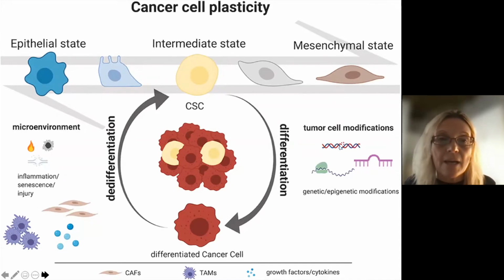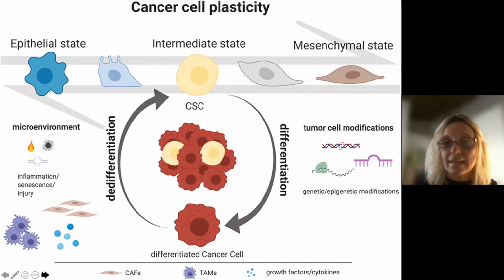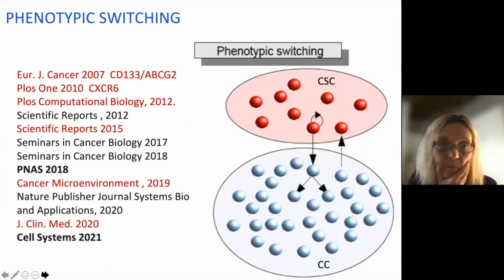And what has come up from the literature, in particular from clinical data, is that these intermediate-state cells appear to be even more aggressive than the mesenchymal state, more prone to give metastasis, even more than the mesenchymal state. So they are quite interesting also from the clinical point of view. My group works a lot on this plasticity of cells.